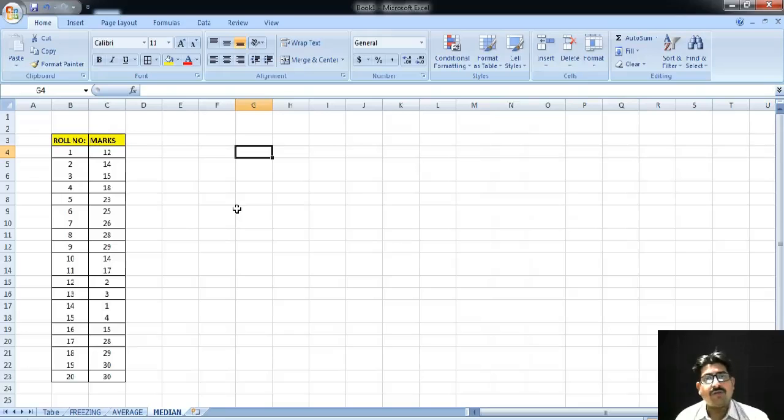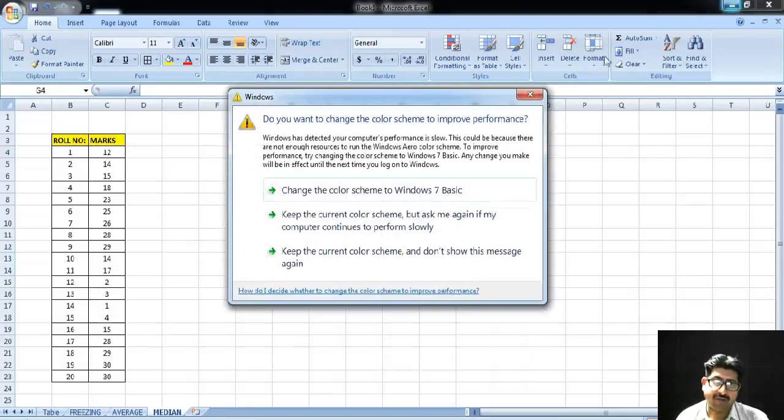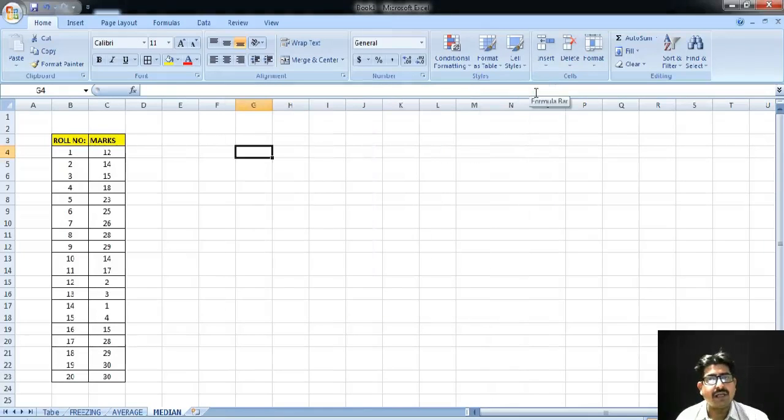Median talks about the nature of the 50% of data. 50% of data means, suppose that there are 20 students and the median marks come out to be 18. So what does this mean? It means that out of 20 students, almost 10 students have got marks more than 18, and the remaining 10 have got marks less than 18. Okay, and we will also verify the same thing here.